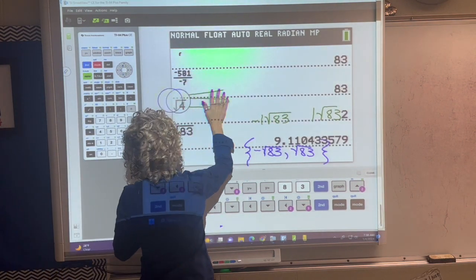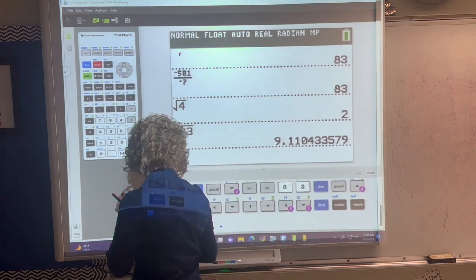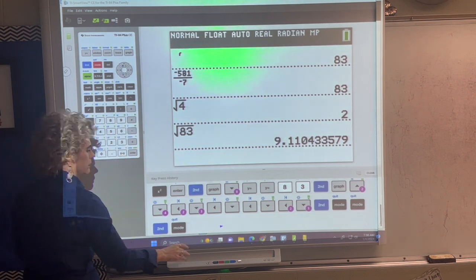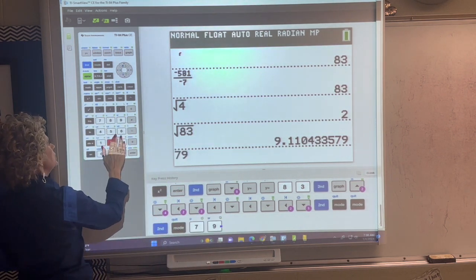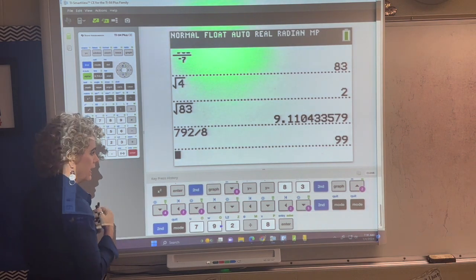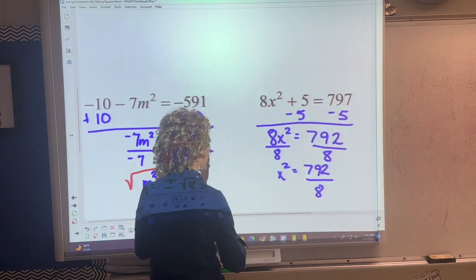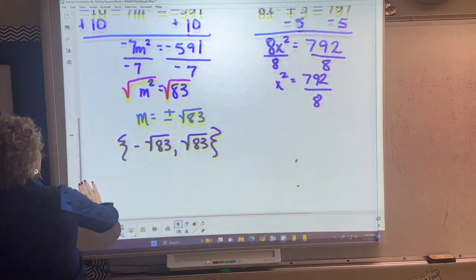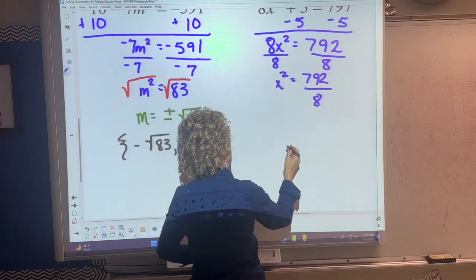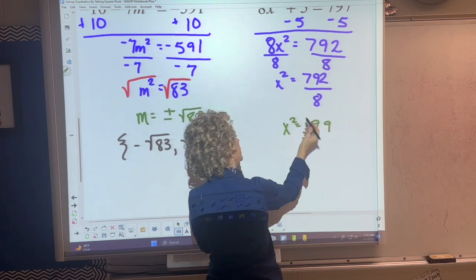Let me erase this. I have 792, and it's going to be divided by 8. We're just going to see if it turns out nice and pretty. 792 divided by 8 gives me 99, okay? So in my work, I've got x squared equals 99. But I don't want x squared, I want x.